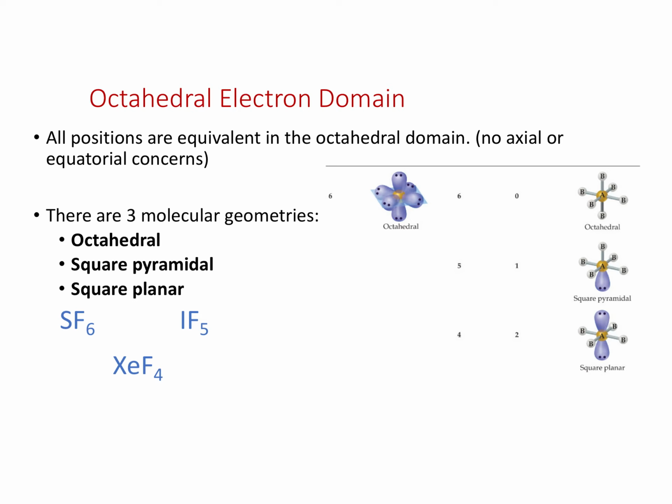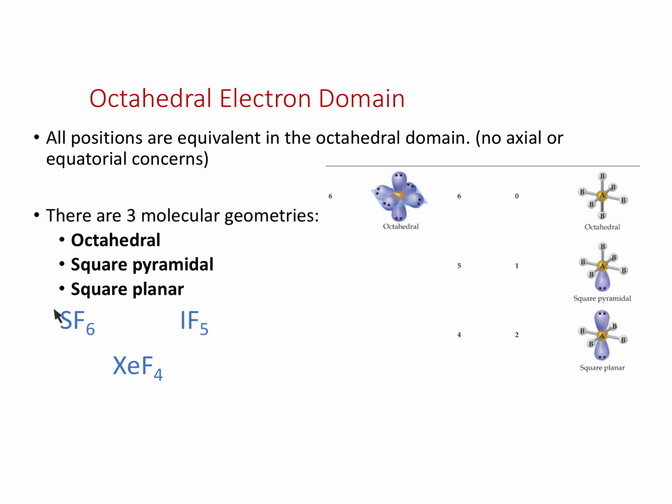The next geometry is octahedral electron domain geometry. In octahedral electron domain geometry, we have 6 electron domains. And as you can see, of those 6 domains, if they are all bonding, it'll also be octahedral molecular geometry, and we'll have cases where maybe one of them is non-bonding or 2 of them are non-bonding, and that'll change our molecular geometry to square pyramidal or square planar.